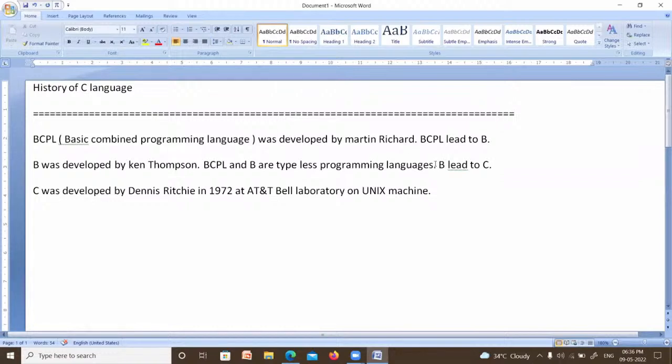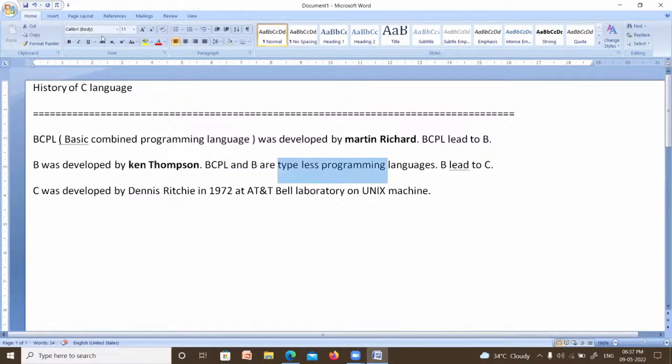BCPL is one of the most popular high-level programming languages. It stands for Basic Combined Programming Language. It was developed by Martin Richard. From BCPL, a new language B was developed by Ken Thompson. Actually, BCPL and B are popular, but they don't have any data types. So these are called typeless programming languages.